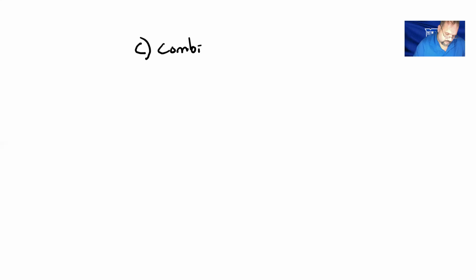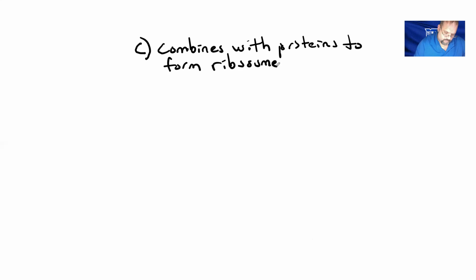Combines with proteins to form ribosomes. This would be your ribosomal RNA, or your rRNA. Combines with proteins to form ribosomes. This is your ribosomal RNA. Letter D.